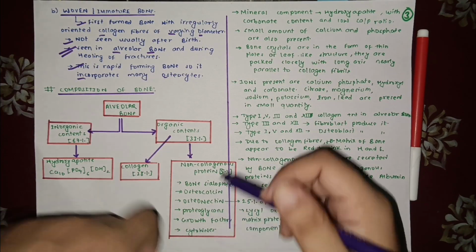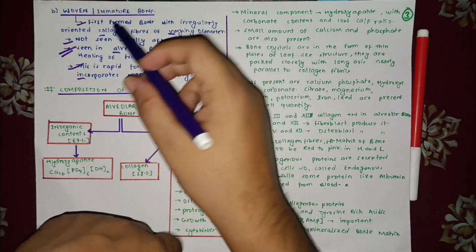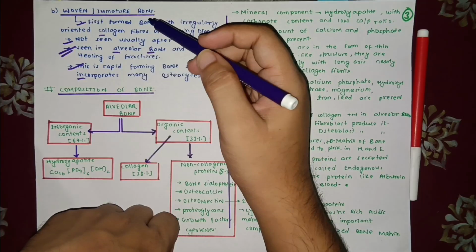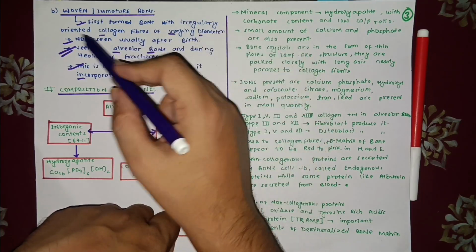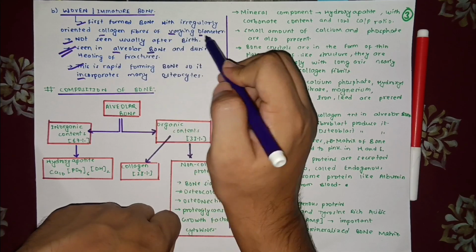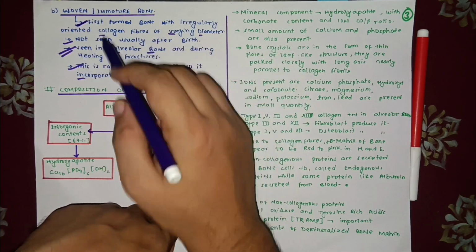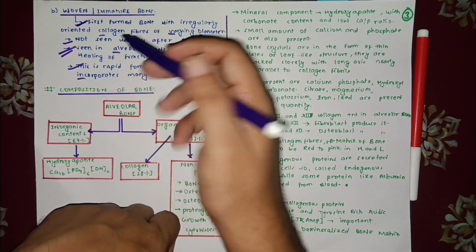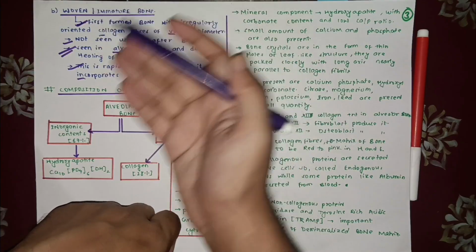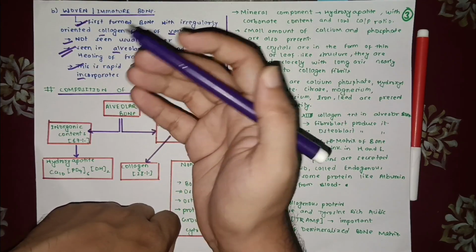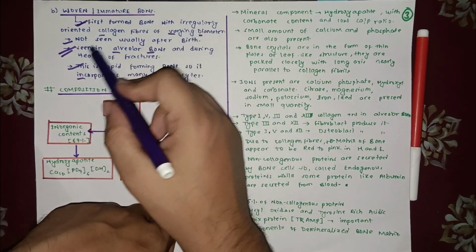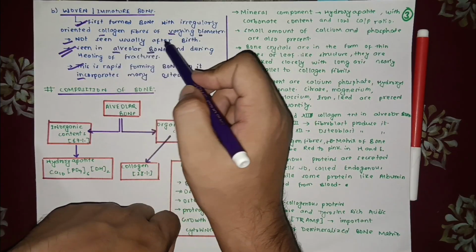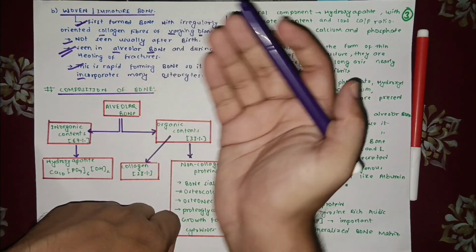Now we will discuss another type, that is the immature bone or the woven bone. It is the first formed bone, with irregularly oriented collagen fibers of varying diameter. As the name signifies, they are immature and they are found in the infancy stage. I have written it here. They are not usually seen after birth, but they are present in the infant stage.